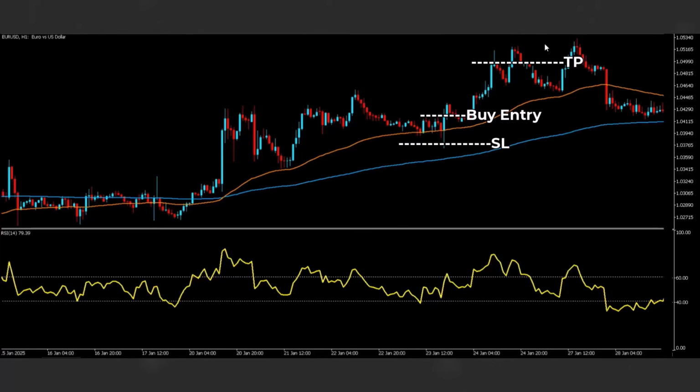And remember, in this strategy, the goal is not to catch the entire trend from bottom to top. The goal is to capture the healthy continuation move inside the trend. That's where consistency comes from.